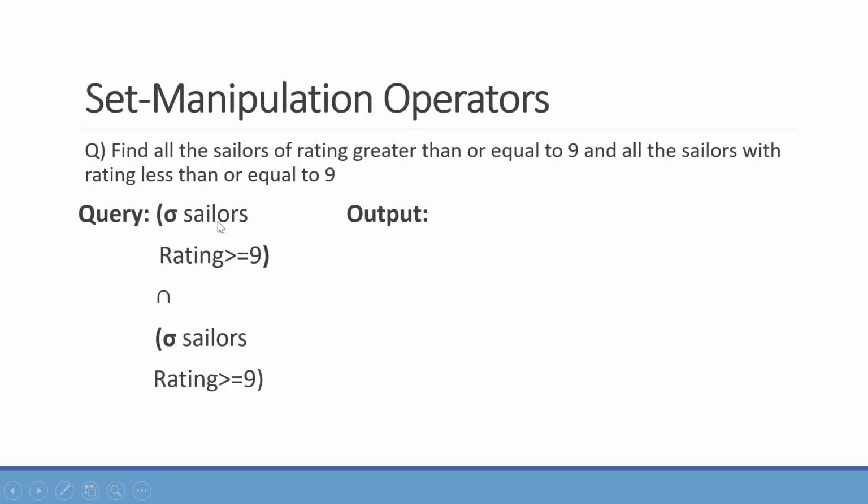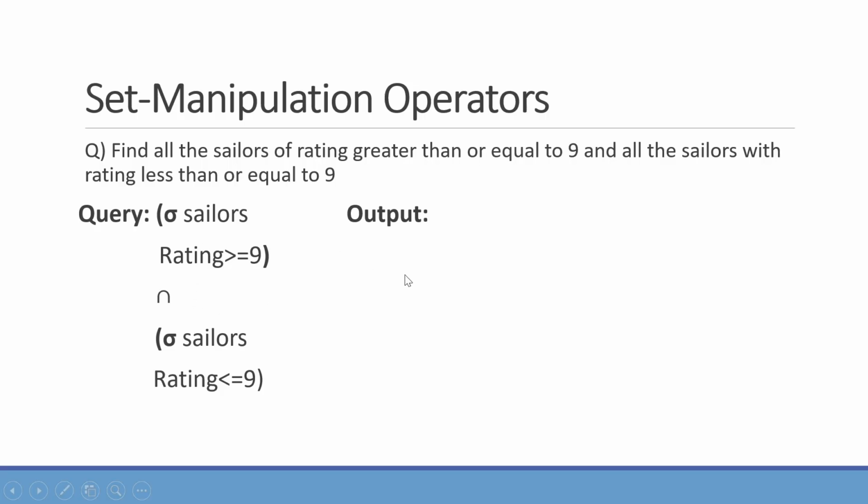We'll write the query sigma sailors of rating that is greater than or equal to 9, and sailors with rating less than or equal to 9. The second condition, here, the same mistake actually, I'm sorry. So it is less than, yeah. So you combine both the conditions with the intersection operator between them.